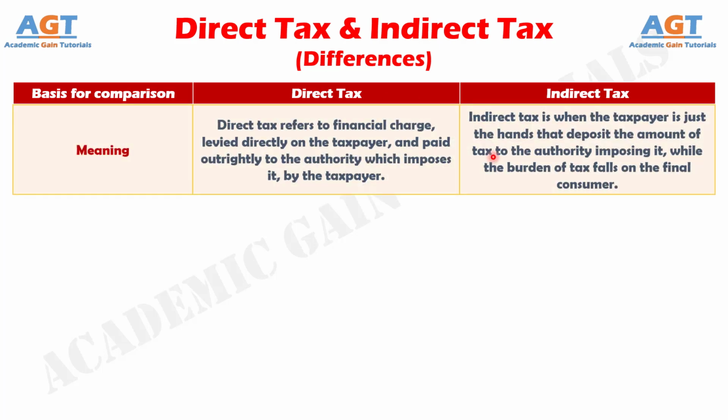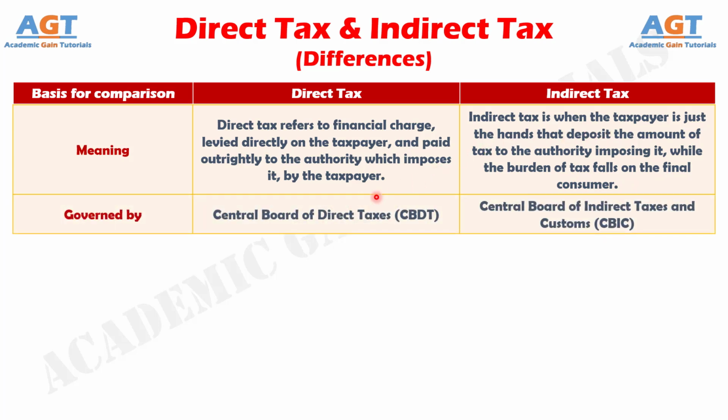Difference number 1. Direct tax refers to the tax which is paid directly to the government by the person on whom it is imposed. On the other hand, indirect tax is a form of tax that is paid by the taxpayer to the government, but the amount of tax is recovered from another person, who gets the benefits, that is, the final consumer.